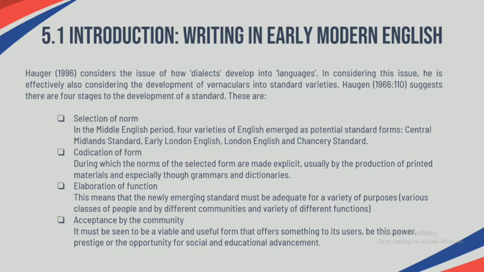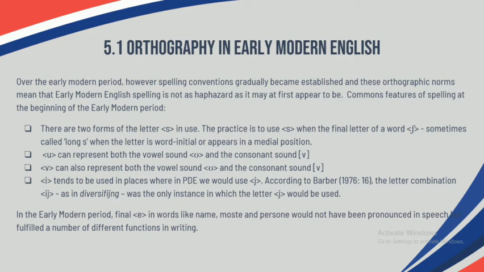The third one, elaboration of function. This means that the newly emerging standard must be adequate for a variety of purposes, like various classes of people and by different communities, and variety of different functions. And then the last one is acceptance by the community. It must be seen to be a viable and useful form that offers something to its users, be this power, prestige or the opportunity for social and educational advancement.